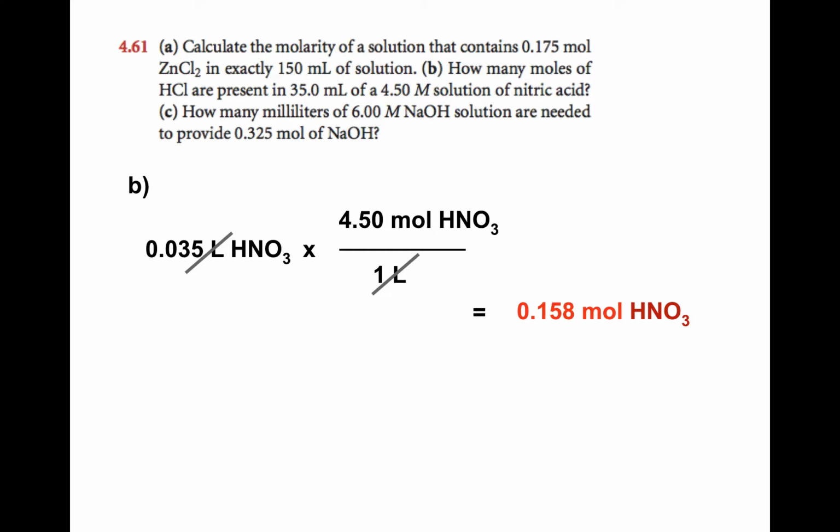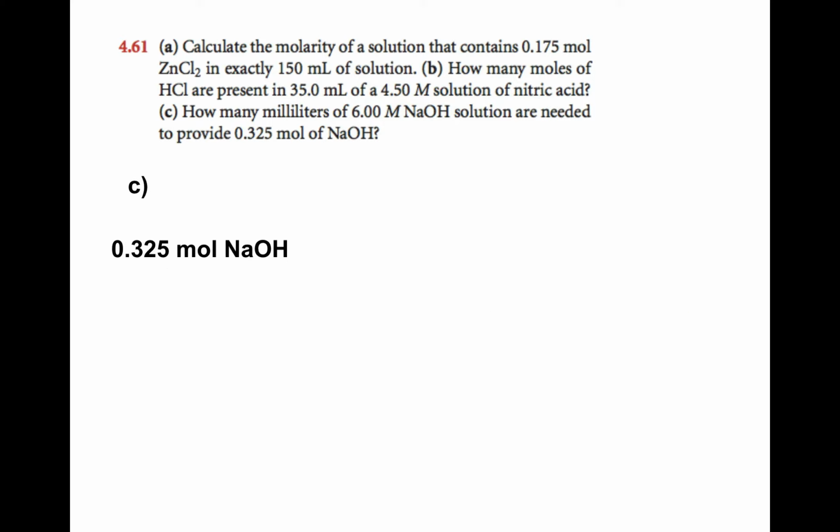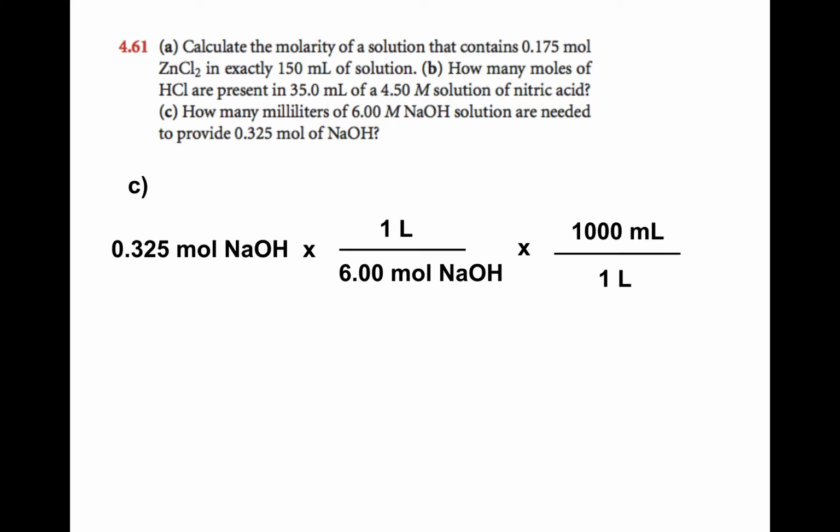Looking at C, how many milliliters of 6 molar sodium hydroxide are needed to provide 0.325 moles of sodium hydroxide? So with this problem, I'm given moles, and I want to find milliliters. So I use the inverse of molarity, right? I want moles down in the denominator this time, and liters up in the numerator. So when I multiply across, moles of sodium hydroxide will cancel. They want it in milliliters, so we convert from liters to milliliters. So moles cancel, liters cancel, and I've converted to milliliters using molarity.